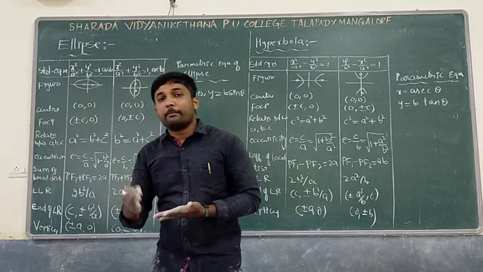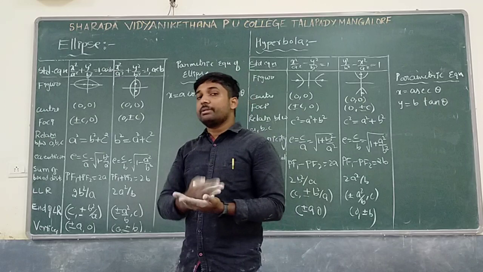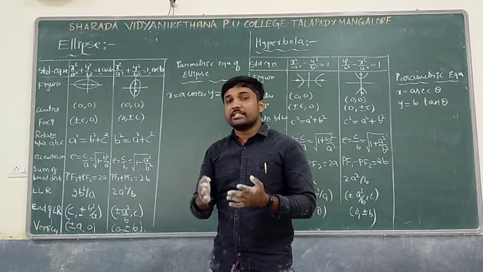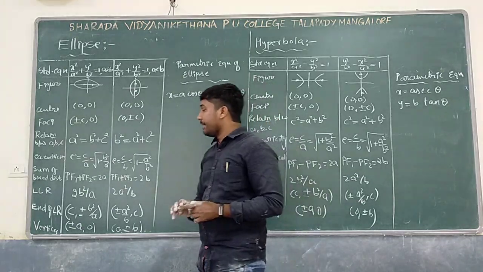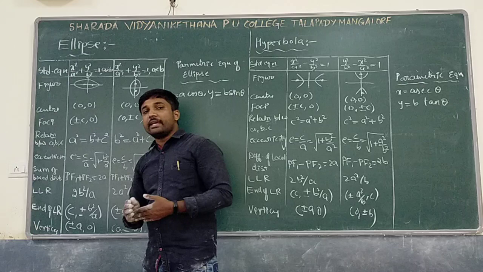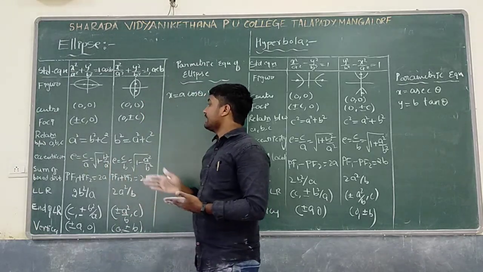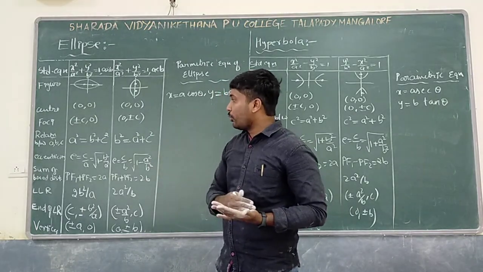Relation between a, b, c. Here, a is the length of the semi-major axis, b is the length of the semi-minor axis, and c is the distance between the center and one focus. The relation between a, b, c in the first case is a square is equal to b square plus c square, and for the second case, b square is equal to a square plus c square.